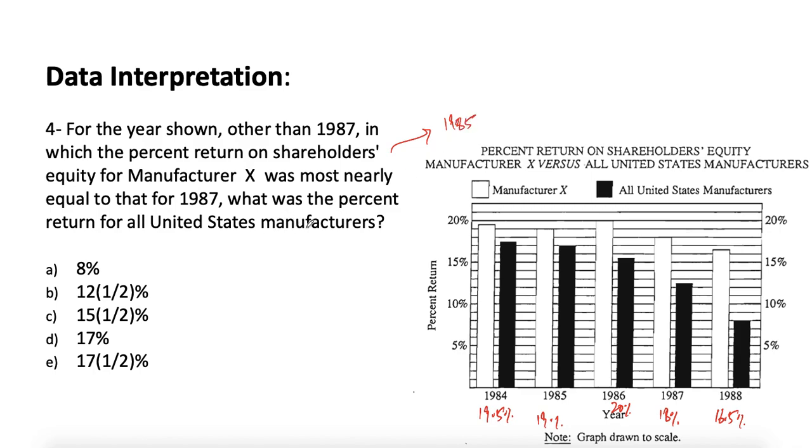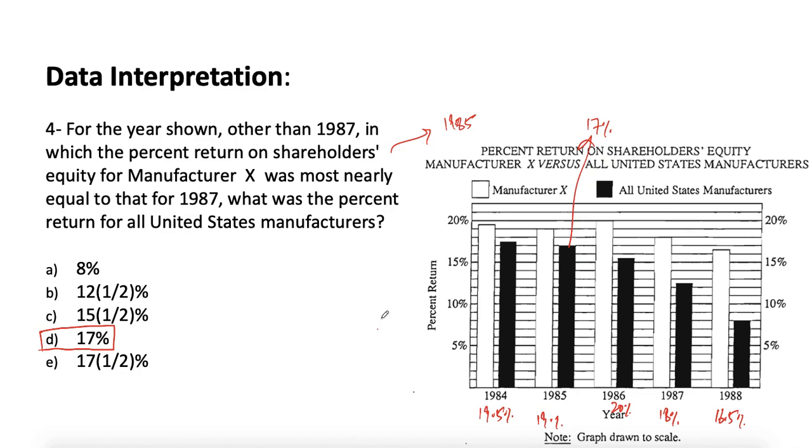The question asks, what was the percent return for all United States manufacturers in 1985? So what exactly is this? This is 15, 16 and 17%. So that's why the answer to this is option D.